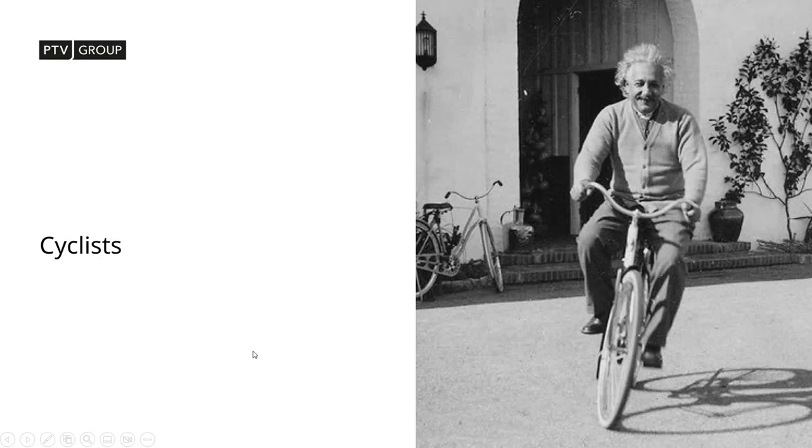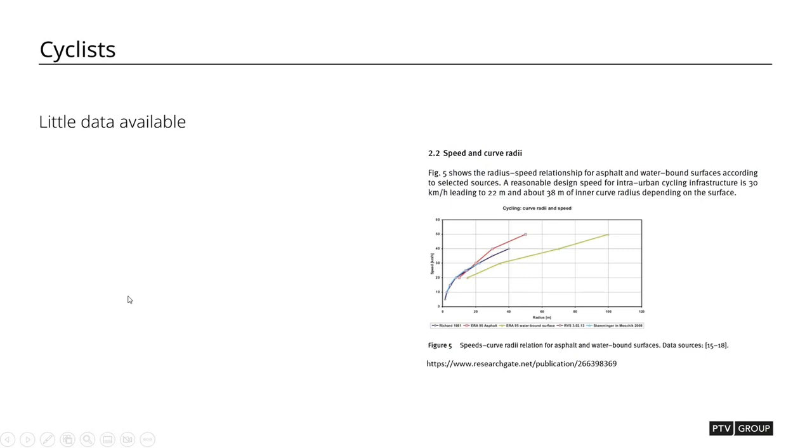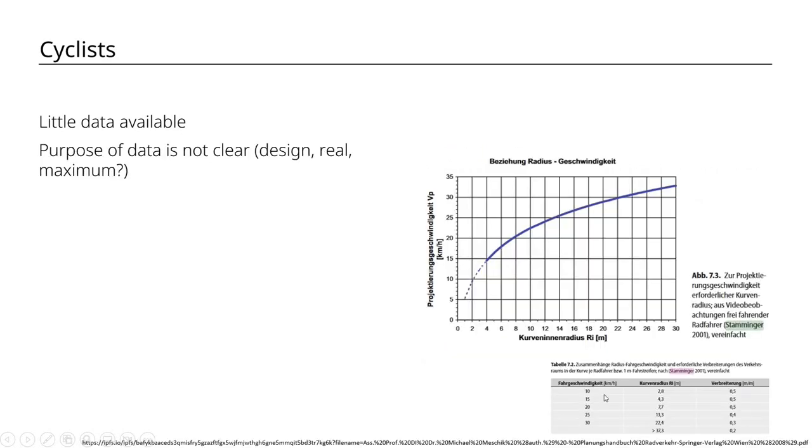Cyclists, a few words on cyclists. Cyclists is another topic where data is missing. If you find data, it's sometimes, here it's written, design speeds from free driving cyclists. So is it now design speed or was it obtained in the field? I don't know. So there is just enough data to formulate such a function with big insecurity, not knowing if it's right.